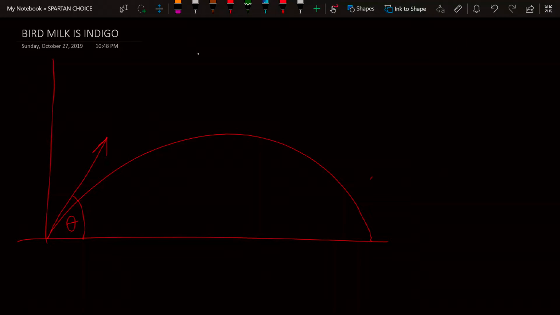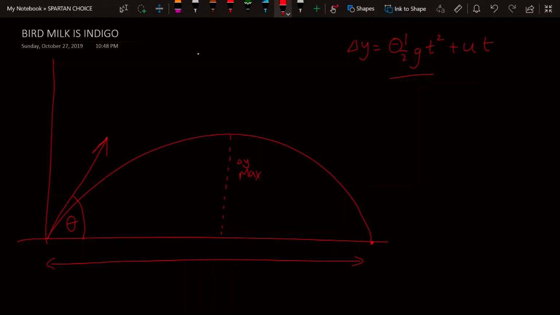What do we know about a parabola? If it opens downwards, like in this case, we have a maximum point, right? In this case, our delta y is explained by minus half g t squared plus u t. It's pretty obvious that the parabola opens downwards because you have a negative. So if the ball is moving over here, we call this the maximum height, delta y max. The maximum distance you can travel, we call it r, or the range. In other words, delta x max. If this is r, and this is a parabola, then this is r over 2. It's pretty obvious, isn't it?